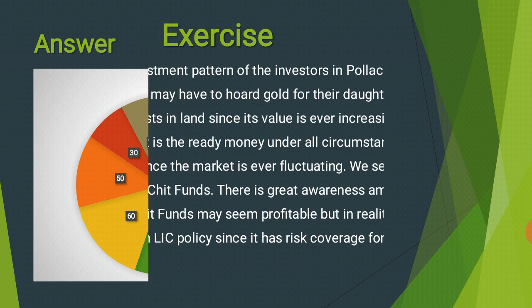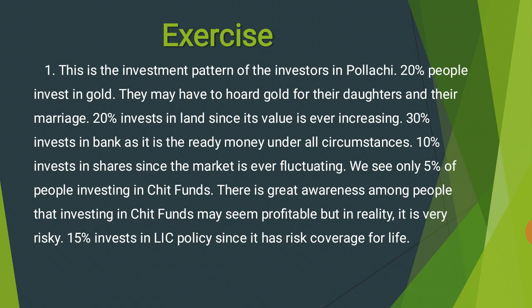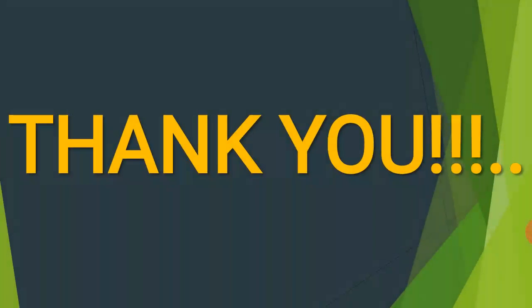In another slide, the question will be asked like this. See the slide, the exercise is given like this. This is the investment pattern of the investors in Pollachi. 20% of people invest in gold, 20% invest in land, 30% invest in a bank, 10% invest in the fluctuating market, 5% in chit funds, and 50% invest in LIC policy. Likewise the questions will be asked. You have to make a diagram, that is a pie chart, from the exam point of view. Thank you students.